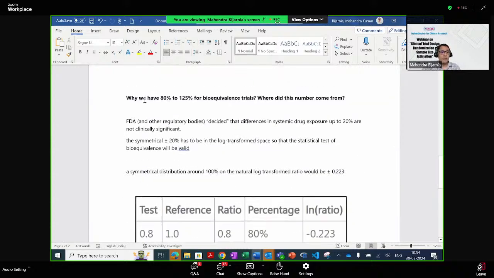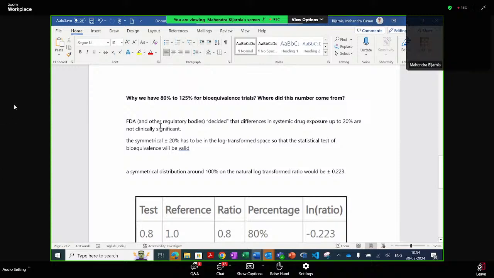One question is about why we use 80% to 125% for the bioequivalence limit, and where these numbers come from. So FDA basically considers that plus minus 20% difference in the systemic drug exposure is okay, and that is not clinically significant. We all know that PK data is not normally distributed, and we take the log transform of the data, and then we do the analysis. So when you consider log transform, then how does that number fall?